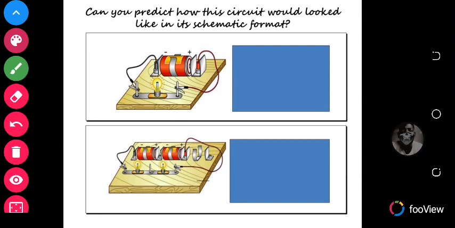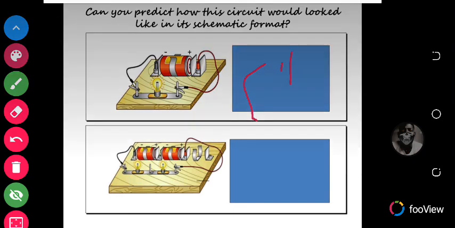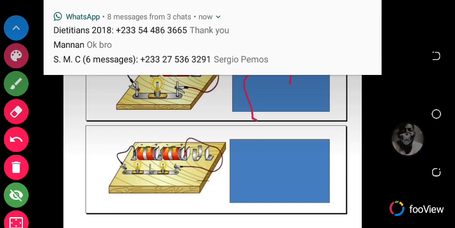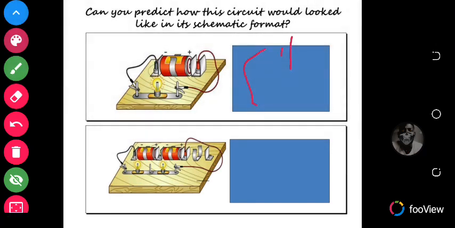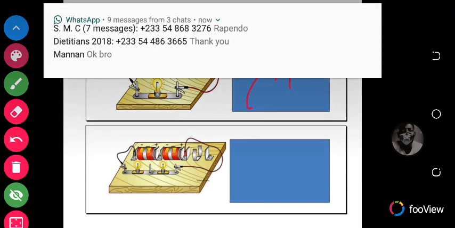So can you predict how this circuit would look in its schematic format? So I'm going to draw this one for you. Now when you look at this, you realize that the wires are this way, okay, and then the battery is something like this, with here being the negative and here being the positive, because it's just one battery.